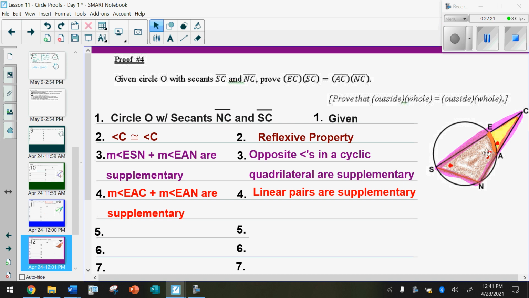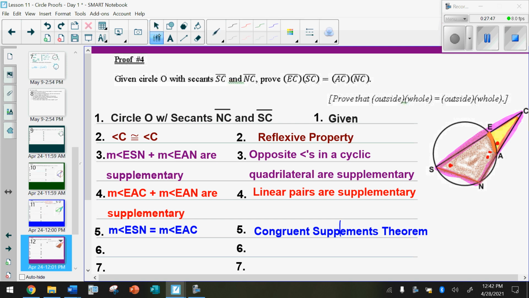So I have the opposite angles of the quadrilateral adding up to 180, being supplementary, and the linear pair being supplementary. Then we had this thing where we could take the two equations, set them equal to each other, do a substitution, subtraction property of equality, and then get the angles equal. The faster way was to remember our congruent supplements theorem. The congruent supplements theorem says that if two different angles are supplementary to the same angle, then they have to be equal to each other.